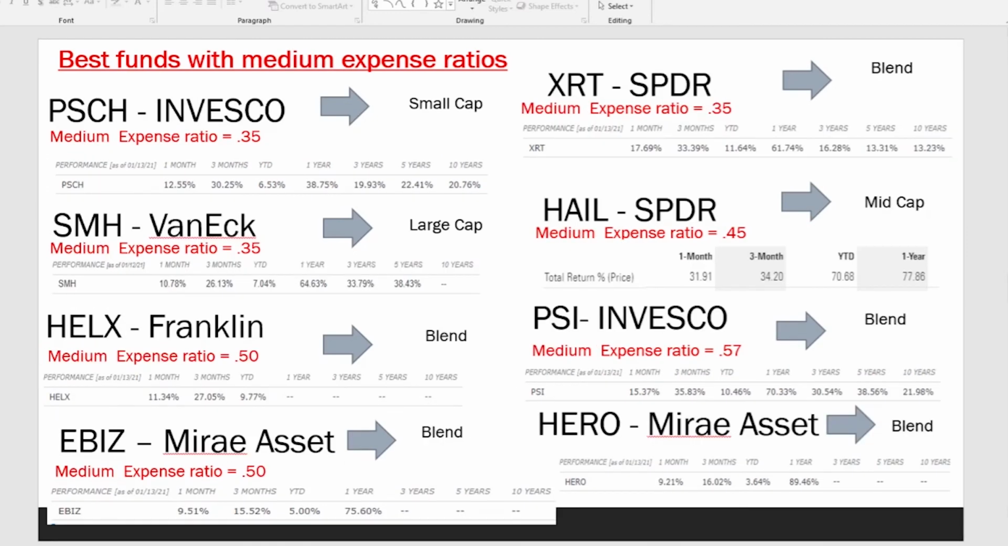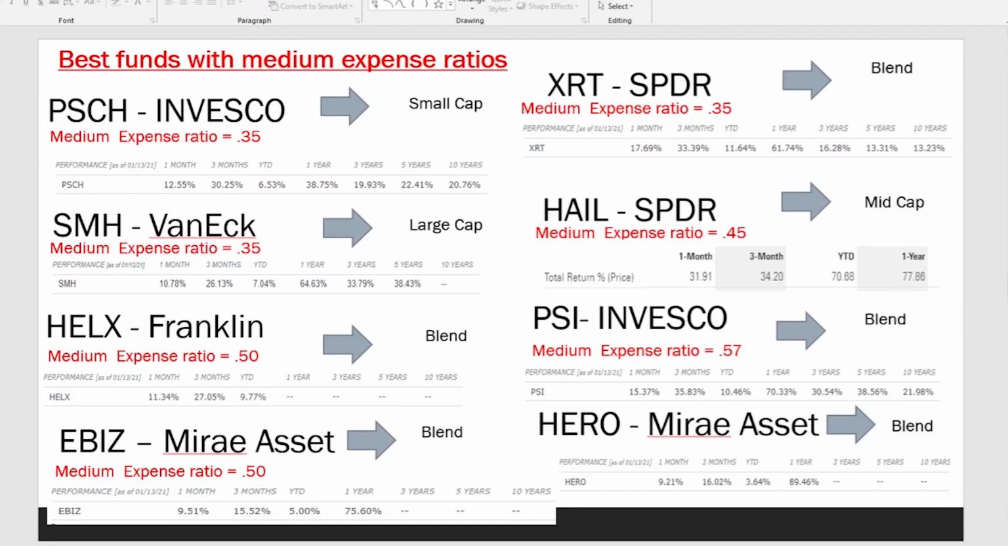All right, the next is here's some of the medium expense ratios that I found. So, Spider and Franklin and this Mary A. So these are all like kind of e-commerce, more modern day, some biotech. So take a look at some of these funds.